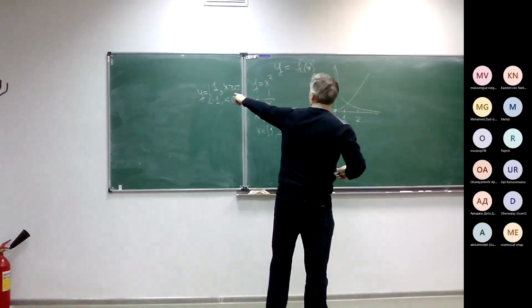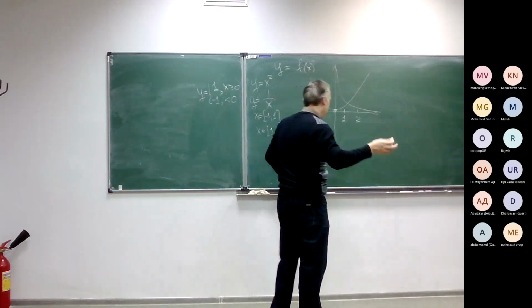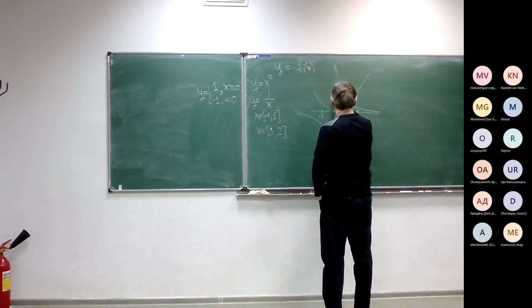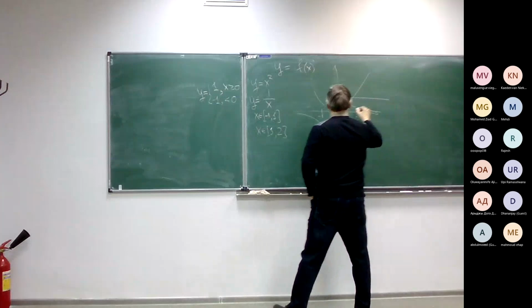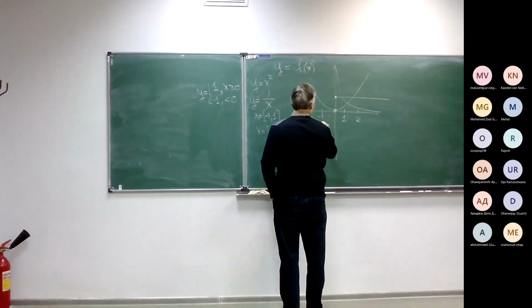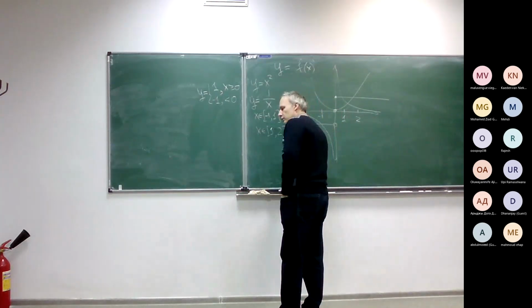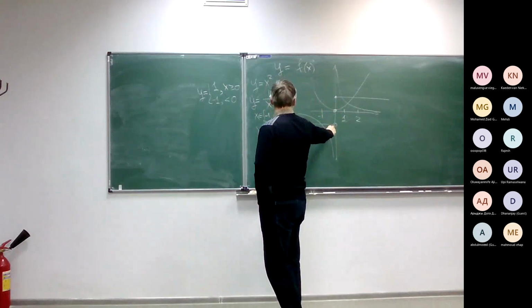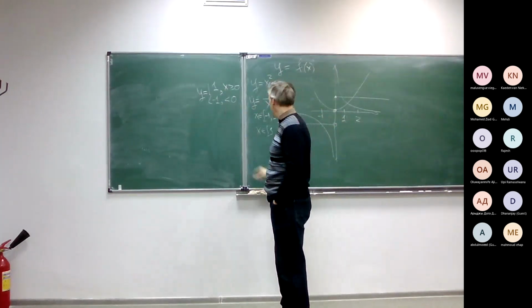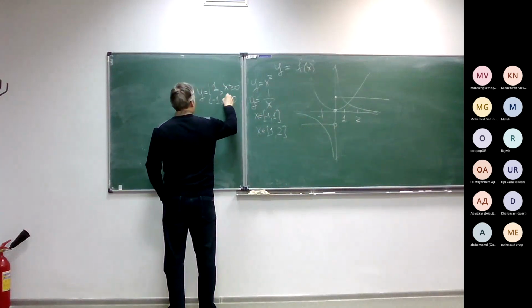The function is 1 when x is greater than or equal to 0, horizontal. And the function equals -1 for x smaller than 0, but this point is not included, because this inequality is strict.